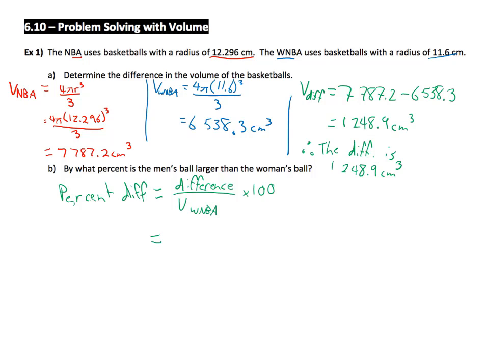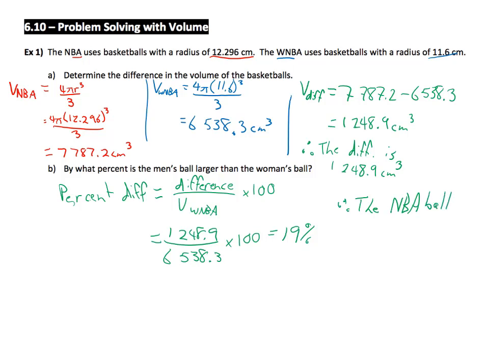So then you just plug in the numbers now. 1,248.9 divided by 6,538.3 times 100, and that is equal to 19%. So therefore, the NBA ball is 19% larger. All right, let's go on to the next page.